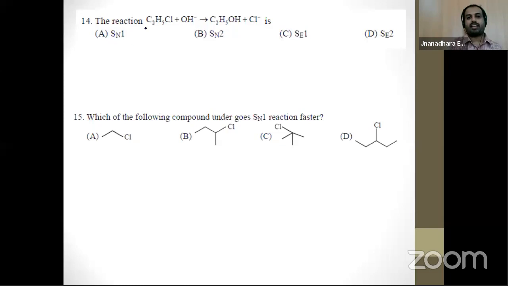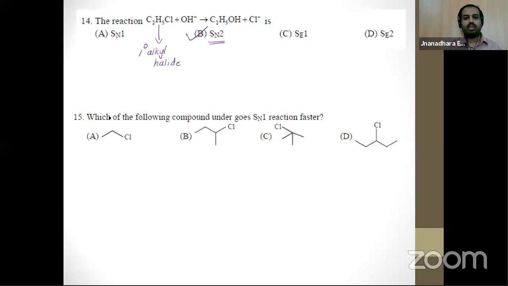This is a primary alkyl halide. Hence, primary alkyl halides undergo nucleophilic substitution reaction, typically via SN2. No doubt. So option B is the answer. That was easy. Question number 15.